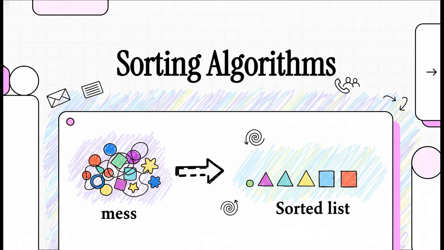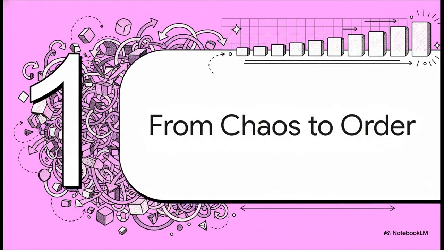So how do they actually do it? Well, let's break it down. Think about it. Every single time you sort a spreadsheet or look up a contact on your phone or see products listed from cheapest to most expensive, you're watching this exact process in action. It's really one of the most fundamental problems in all of computing. How do you take chaos and bring order to it?